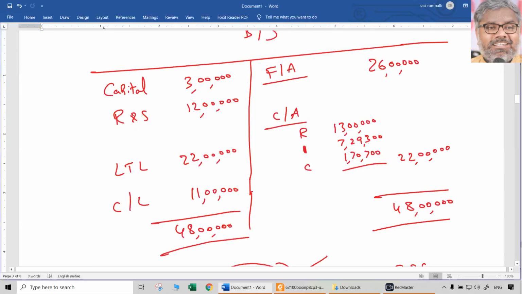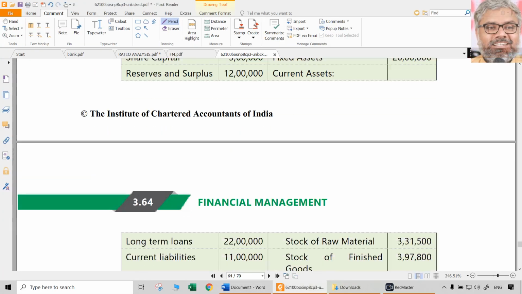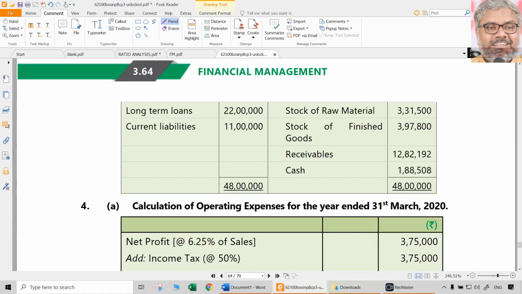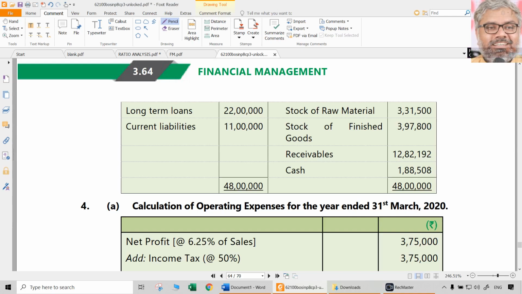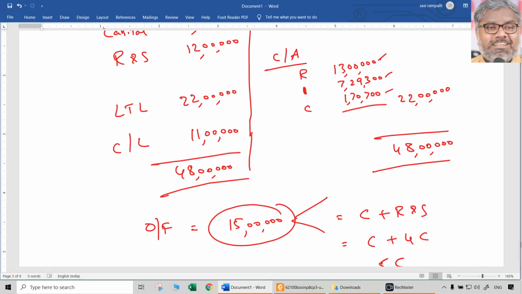Coming to the balance sheet, fixed assets 26 lakhs. That is okay. Current assets, receivables, they have messed it up. Why? Because they have unnecessarily taken 365 days, because of which they got 12 lakhs 82,192 something. We got a better amount, that is simply 13 lakhs. So cash balance automatically, since it is a balancing figure, that also has changed. I would say this is better because, as I told earlier, unless otherwise stated in financial management, you better take 360 days rather than 365 days. And that makes calculations simpler also, as we can very easily see. All round figures have come.